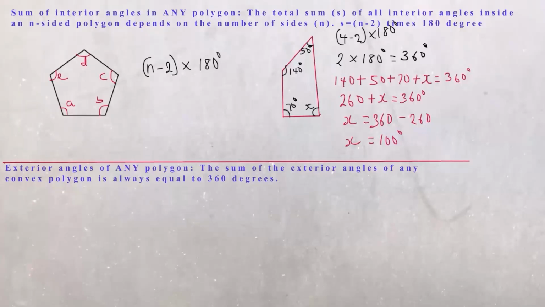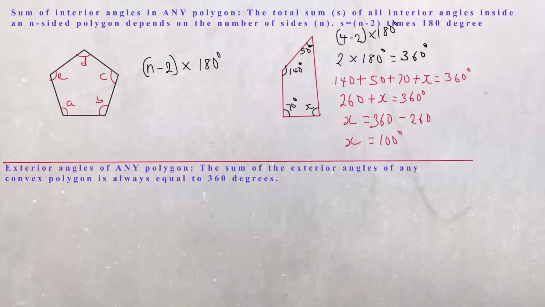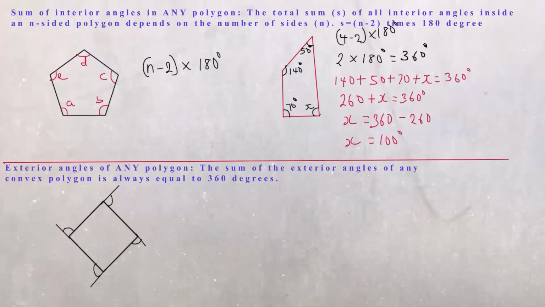If the polygon is regular, meaning all sides are equal, the formula is 360 degrees divided by the number of sides. And if it is an irregular polygon, meaning that the sides are not equal, the formula is the sum of all exterior angles equals 360 degrees. This is a polygon, and these are the exterior angles.